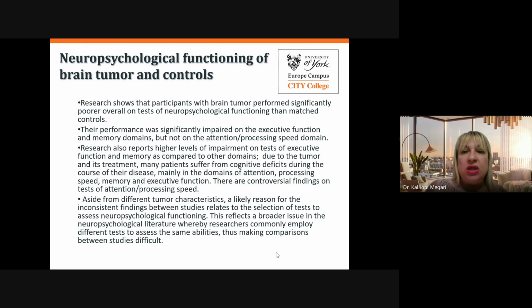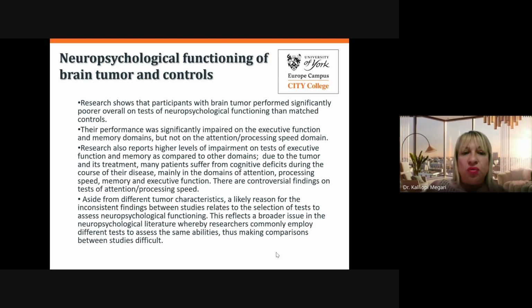And research also reports a higher level of impairment on tests of executive function and memory as compared to other domains. Due to the tumor and its treatment, many patients suffer from cognitive deficits during the course of their disease, mainly in the domains of attention, processing speed, memory, and executive functions. But research has shown controversial findings on tests of attention and processing speed. Some researchers say that these domains are intact. Some other researchers say that these domains are impaired.